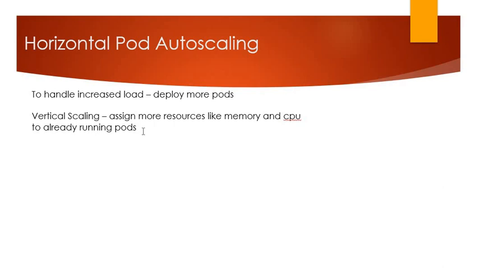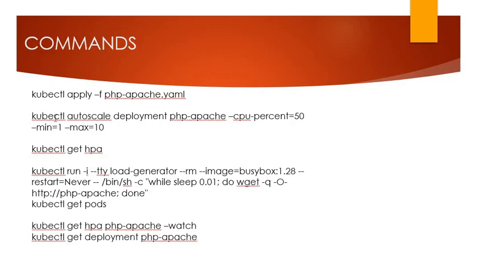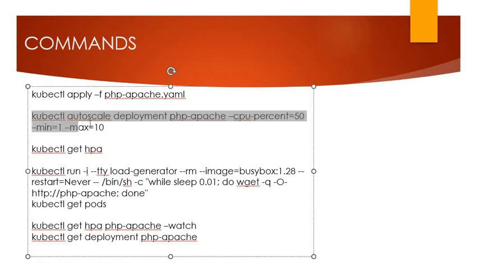configuration. So here you need to define the min and max number of replicas. Let me show you. So basically this is the command kubectl autoscale deployment. Suppose your application name is PHP Apache. So CPU percentage is 50. So here you have set the threshold, and min 1 and max 10. In this way you have to define what should be the minimum replicas and what should be the maximum replicas that need to be run.